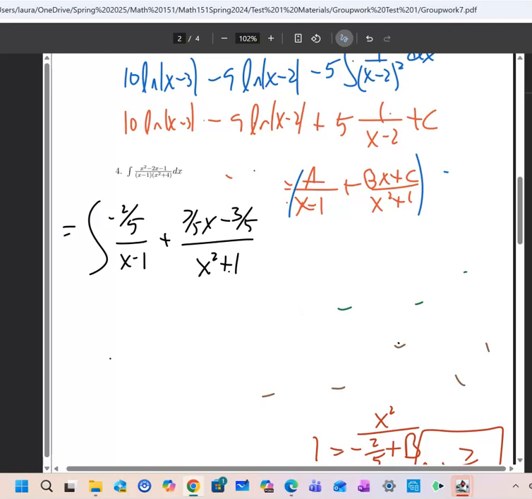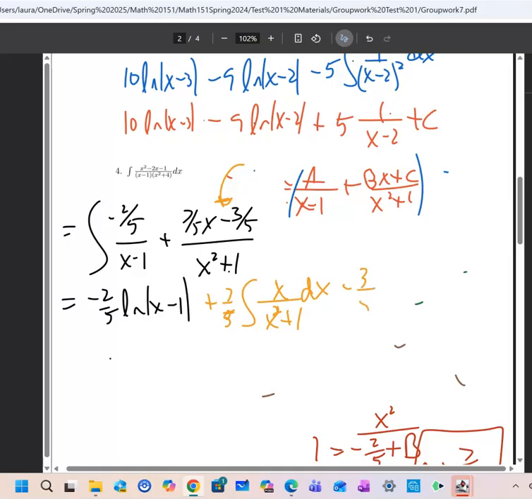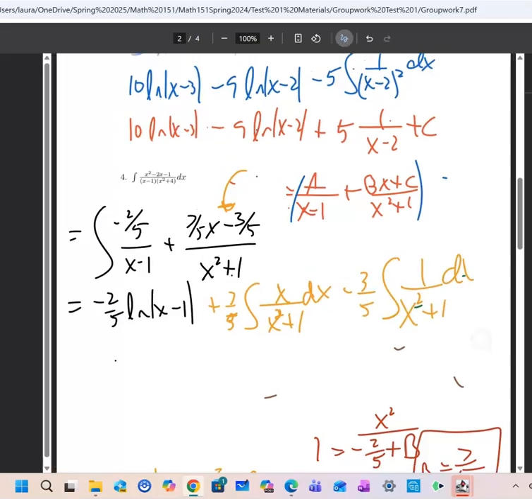So the first one is just an easy ln, not a problem there, right? So I get negative 2/5 ln|x − 1|. This one, I know I need to separate around that subtraction. So I'm going to do that. 7/5 times the integral of x over x² + 1 dx. And then minus 3/5 times the integral of 1 over x² + 1 dx.